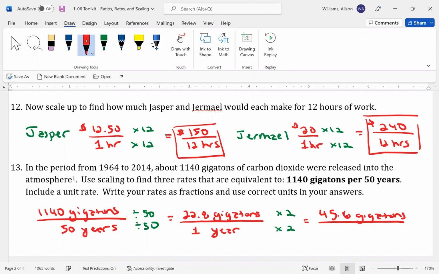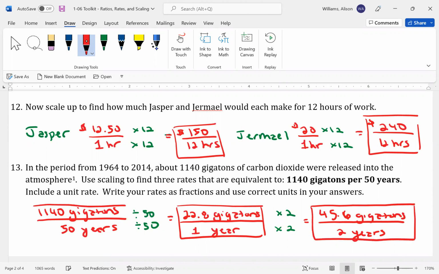in 2 years. And I could play this game as long as I want. I could scale up from the original or from the unit rate, whichever one I want. I'm going to go ahead and leave these 3 as the rates, even though they may have actually wanted a third one, just because of space. That's fine. This is the original. I will pretend that that works.